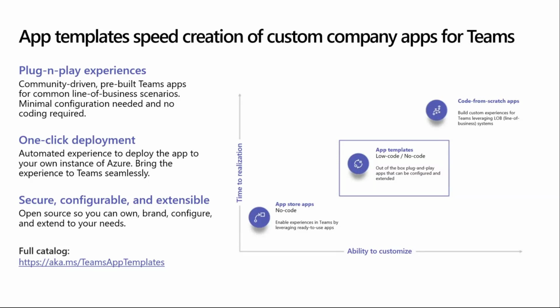And if you look at the graph on the right, you can see where we position our app templates. They're in the middle of the ability to customize and time to realize. They're pre-baked and ready to go, but they're also customizable. You can change the branding, you can change the name, you can add more features, whatever you like. But at the same time, you host and you deploy it yourself.